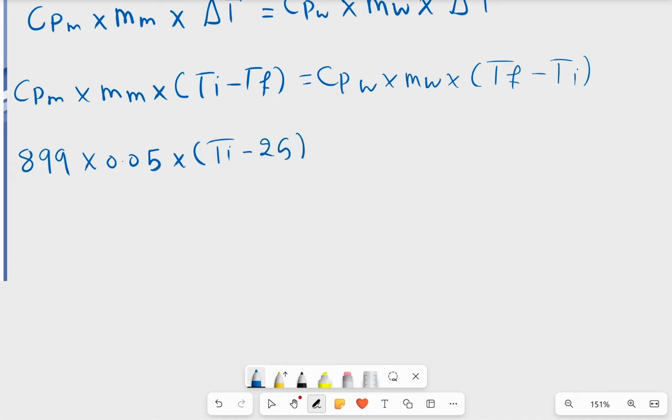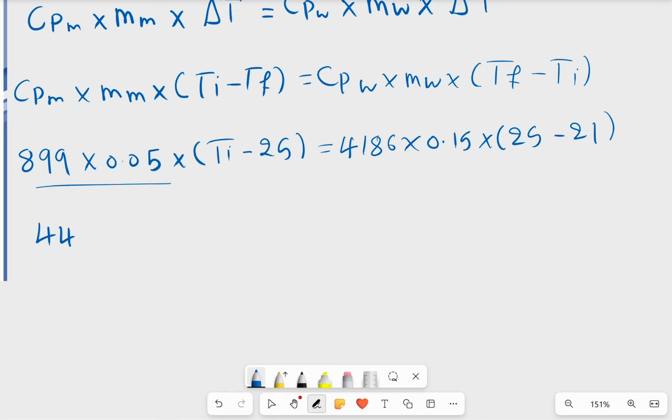Then CP of the water is equal to 4,186 times mass of the water, which was 0.15, then times T final, which was 25, minus T initial, which was 21. Okay, calculate all of this. This is equal to 44.99 times T initial minus 25.